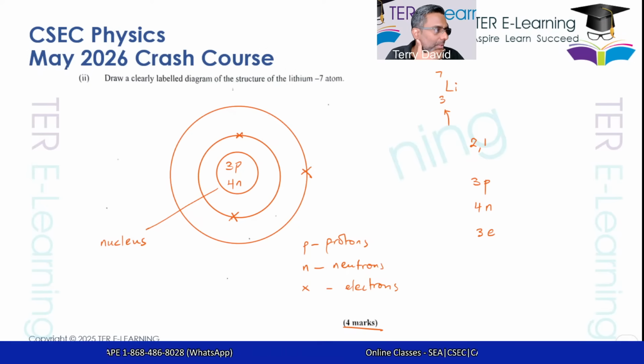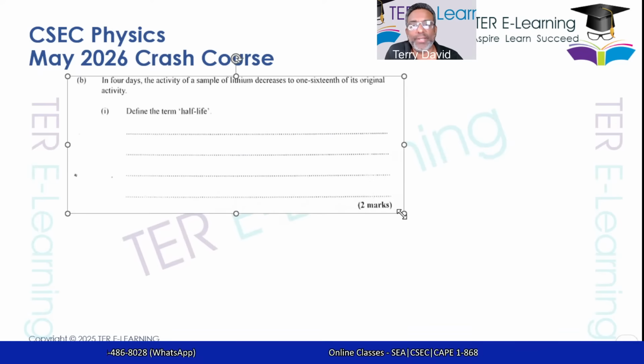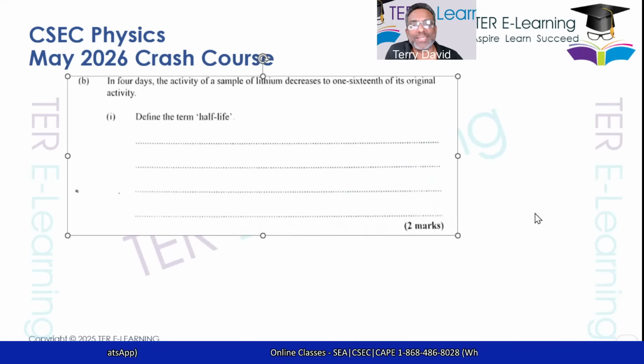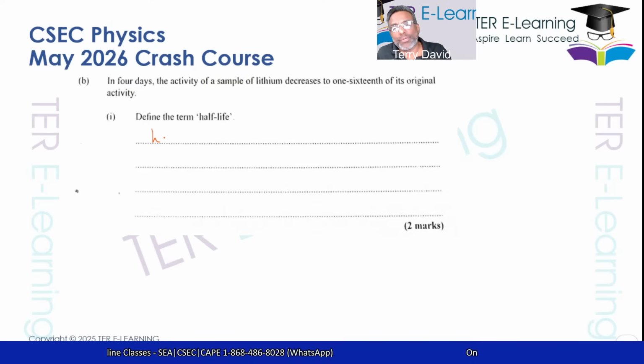Okay, so next thing. Almost every year we get a question on half-life, so make sure you know how to do half-life. In 4 days, the activity of a sample of lithium decreases to 1/16 of its original value. Define the term half-life. I see students struggle with this definition, and I'm not sure why.